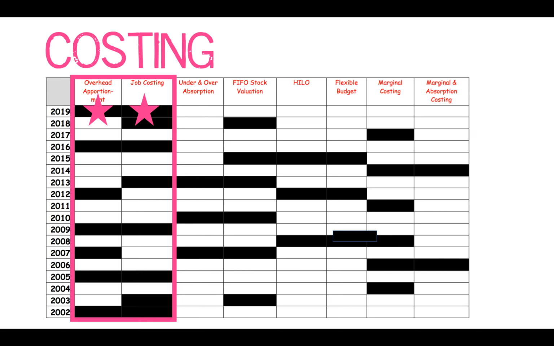And that is the 2019 overhead apportionment and job costing question complete.